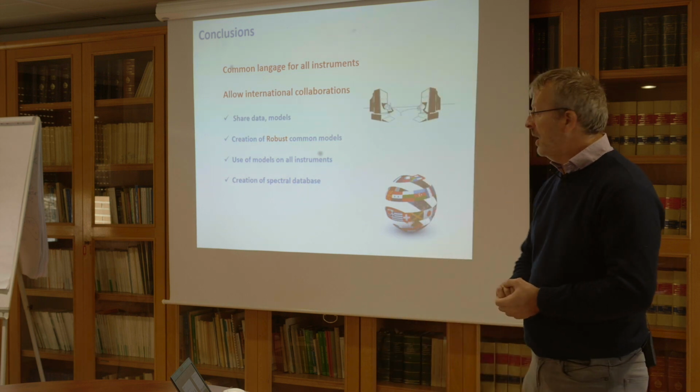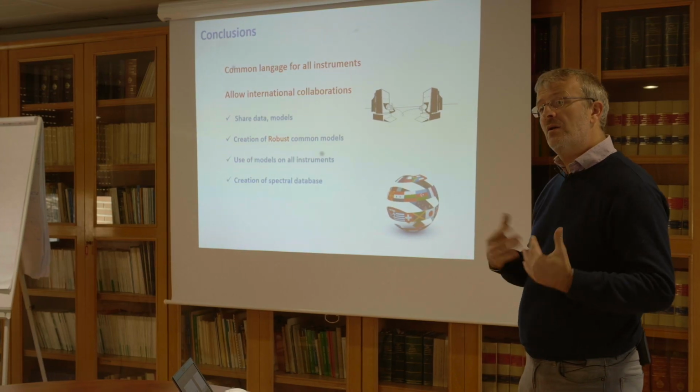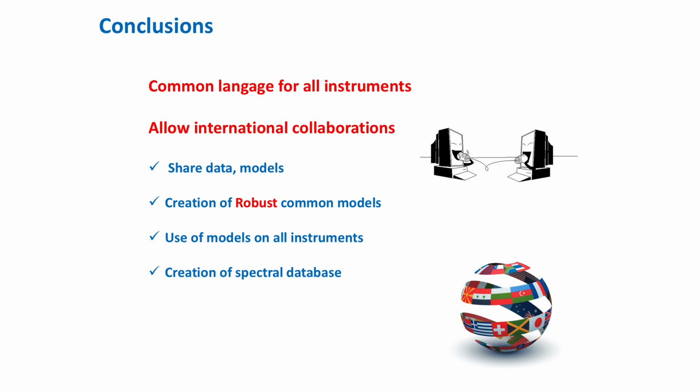In conclusion, it's very important to use a common language between the instruments because it allows international exchange. It's important if we want to share data and models, and also to create robust common models. And if we want to use the same models on all the instruments, we need to standardize. And also, it's a last point, but for the geneticists, it's very important. Now we are able to create a spectral database, because, as I said, we do the standardization each month. It means that you can build a historical database.